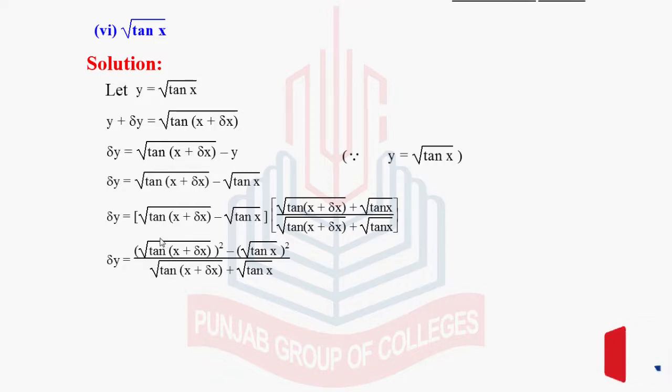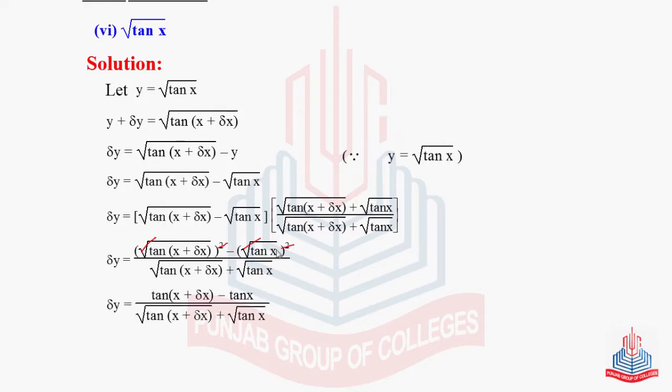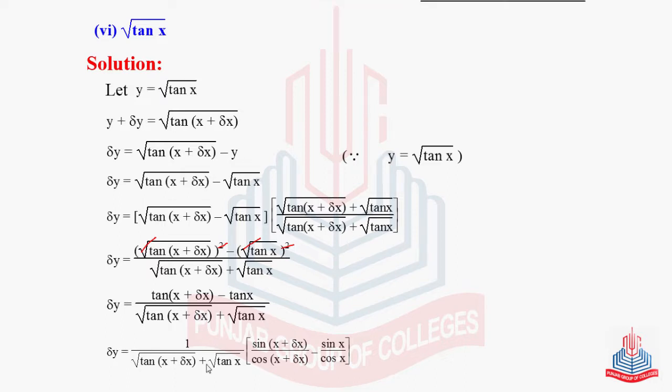This square root will be cancelled out by the square, and we have delta y is equal to tan x plus delta x minus tangent x, divided by square root tan x plus delta x plus square root tan x. The denominator will be as it is, unaffected: square root tan x plus delta x plus square root tangent x. And this numerator can be written as sine of x plus delta x divided by cos of x plus delta x, minus sine of x divided by cos of x.